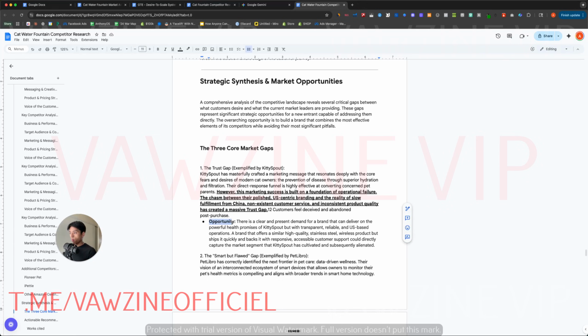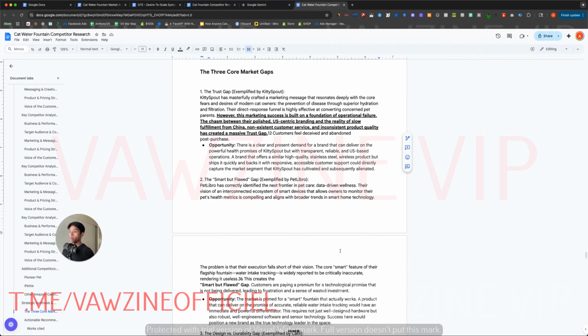So as you can see, there's an opportunity section here where it says, clear and present demand for a brand that can deliver on the powerful health promises of Kitty Spout, but with transparent, reliable, and US-based operation. So already you can start to get some ideas, right? A brand that offers a similar high-quality stainless steel wireless product.